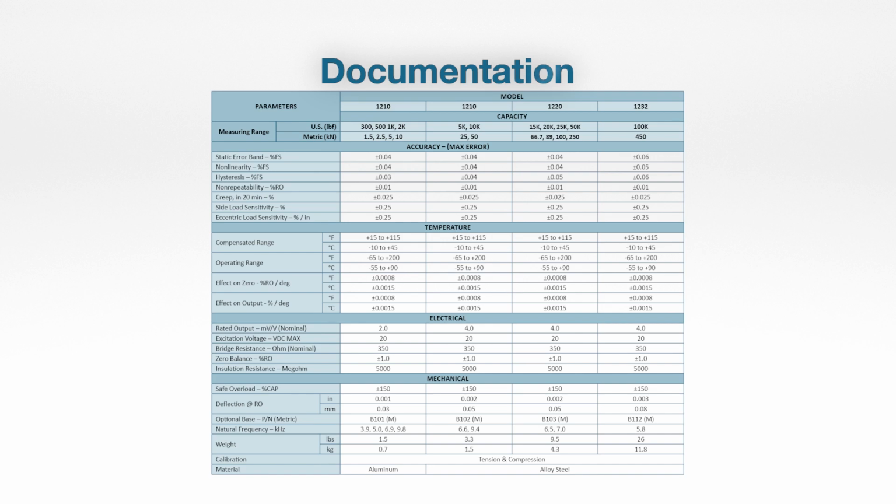Other parameters such as safe overload, standard product is usually for 150% of capacity. That's something you need to make sure is appropriate for your application as well. And then there's connector information for the standard model, and also what cal data to expect. TNC is going to mean you're going to get both tension and compression cal data for that unit.